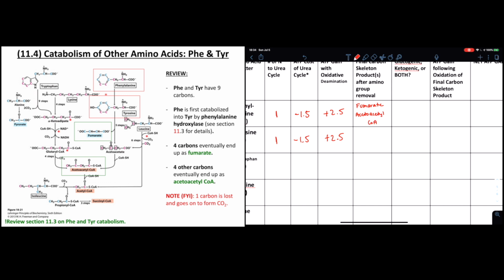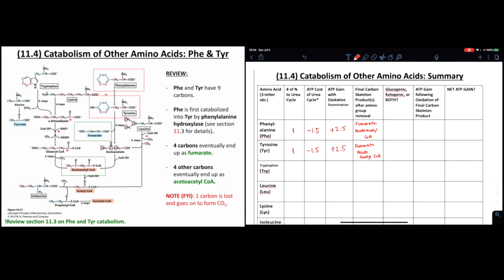And same with tyrosine. We get fumarate and we also get acetoacetyl-CoA. Now, do we classify this as glucogenic, ketogenic, or both? Remember that fumarate is glucogenic and acetoacetyl-CoA is ketogenic, so we qualify as both.